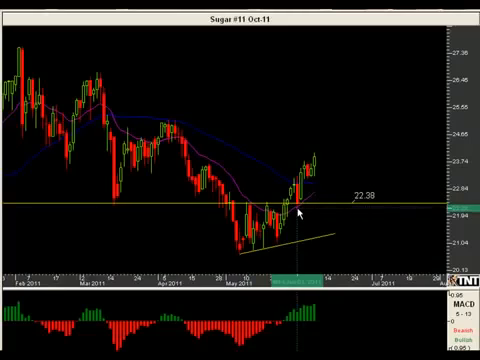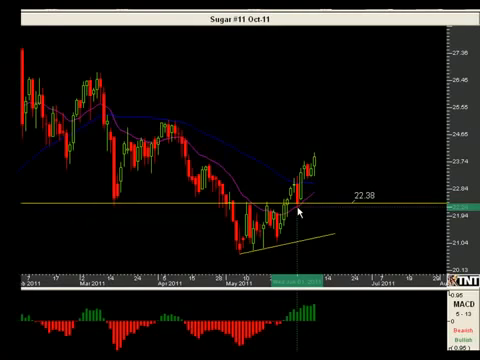So paper trade it, try to incorporate it into your trading, and hopefully it will help keep you on the right side of more trades. And that's this week's Tricks of the Trade.